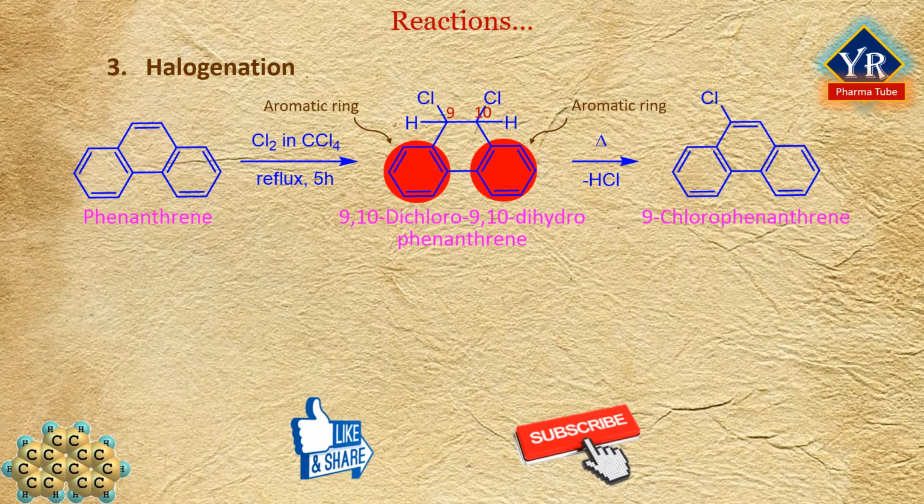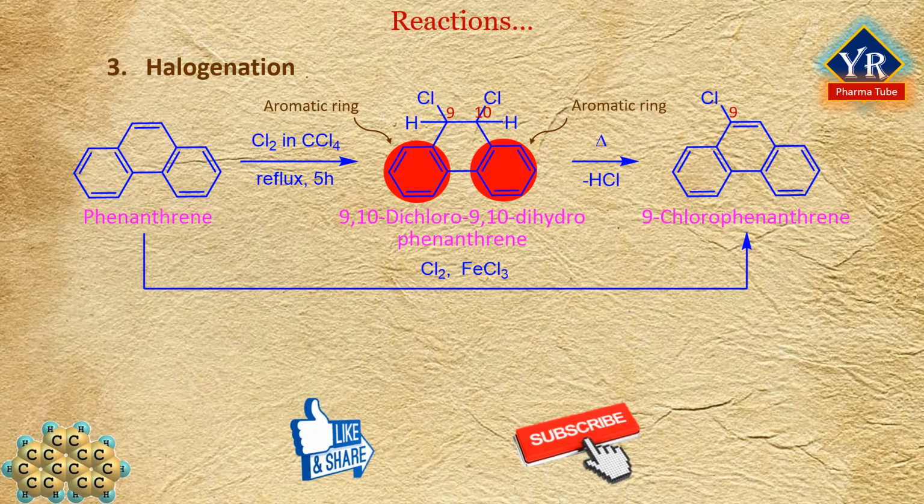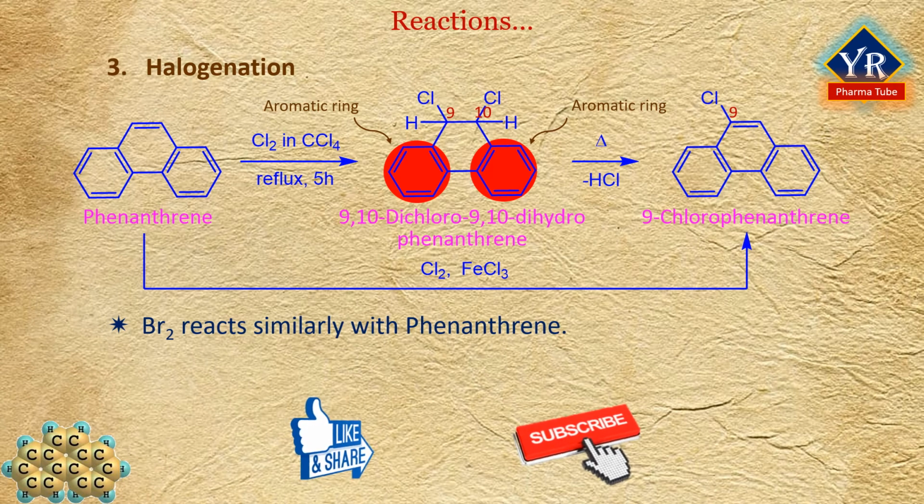On heating, this loses a molecule of hydrogen chloride to yield 9-chlorophenanthrene, and this 9-chlorophenanthrene is a substitution product. 9-chlorophenanthrene may also be obtained by the treatment of phenanthrene with chlorine in the presence of ferric chloride. Bromine reacts in a similar manner with phenanthrene.